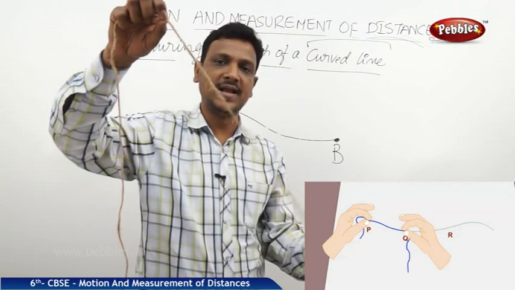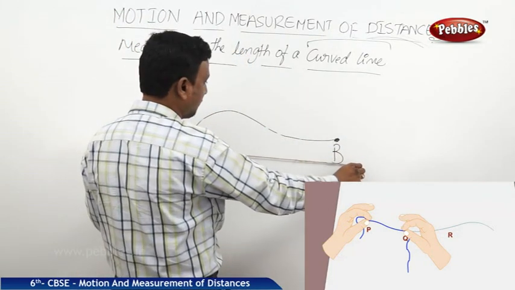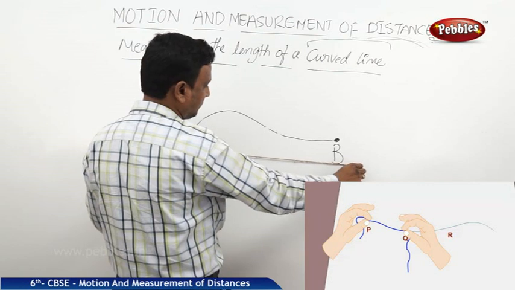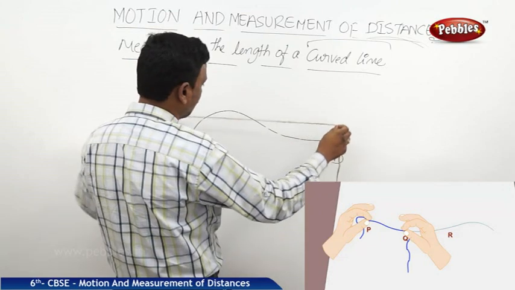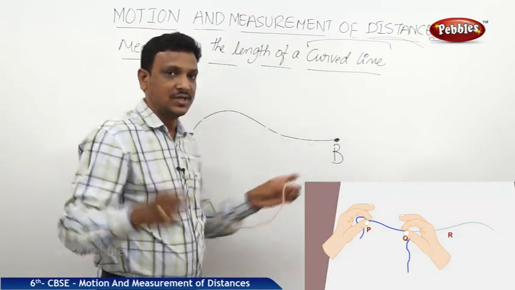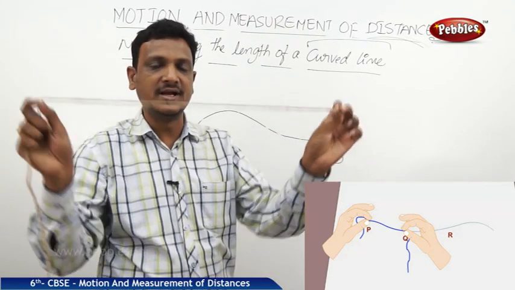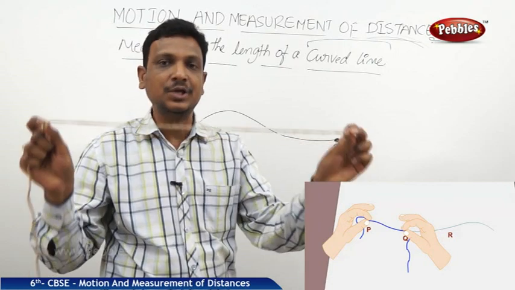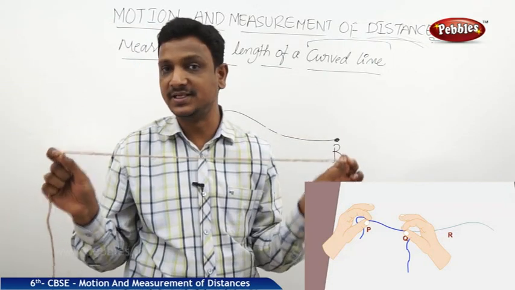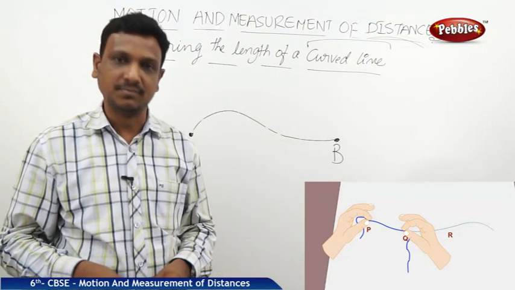So this is the length of the curved line. You see that it is much bigger, right? If you keep it straight. So if you keep the thread in this position, this thread will fit into this line. So this is the length of the curved line. You can take this length and you can keep it near a scale to measure how many centimeters it is. It is very simple. So this is the way how a curved line is measured.